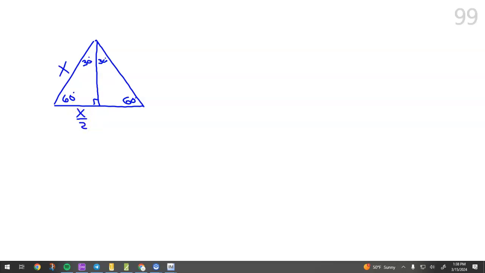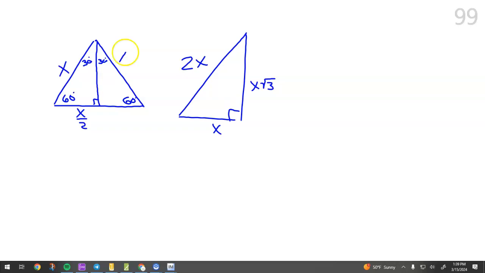X over 2. I don't know if you remember your 30, 60, 90s, but usually it's like this. The short side is x, the hypotenuse is 2x, and the other side is x times the square root of 3. That's a 30, 60, 90. So if that's x, the way you get from here to here is cut in half, and the way you get from here to here is multiplied by root 3. So this is x over 2 times root 3.